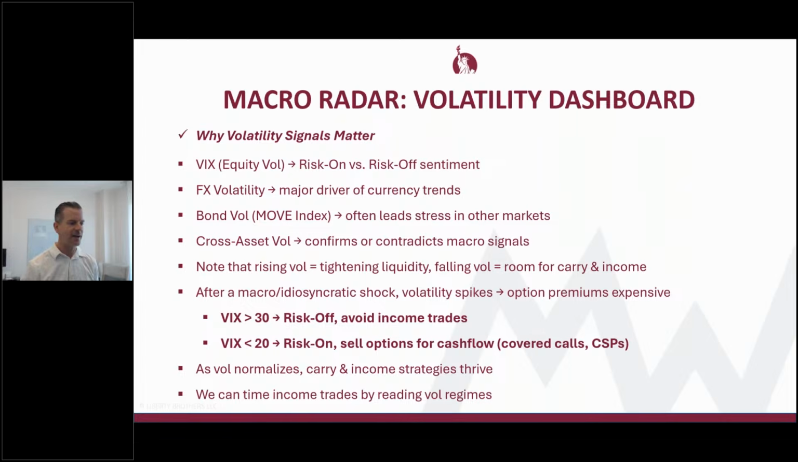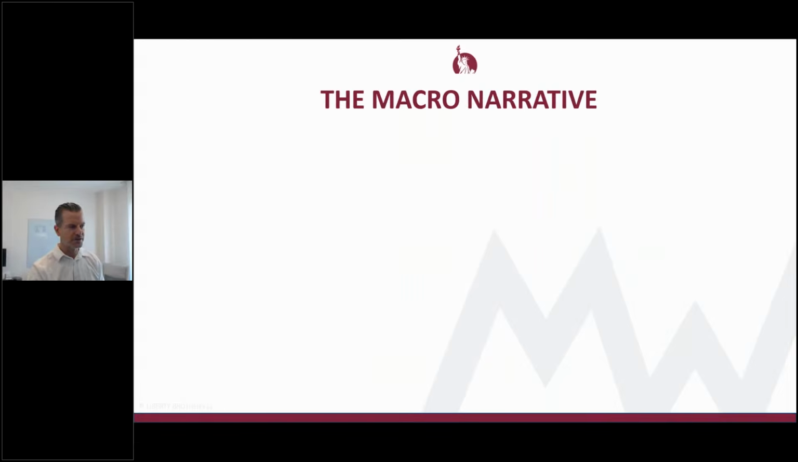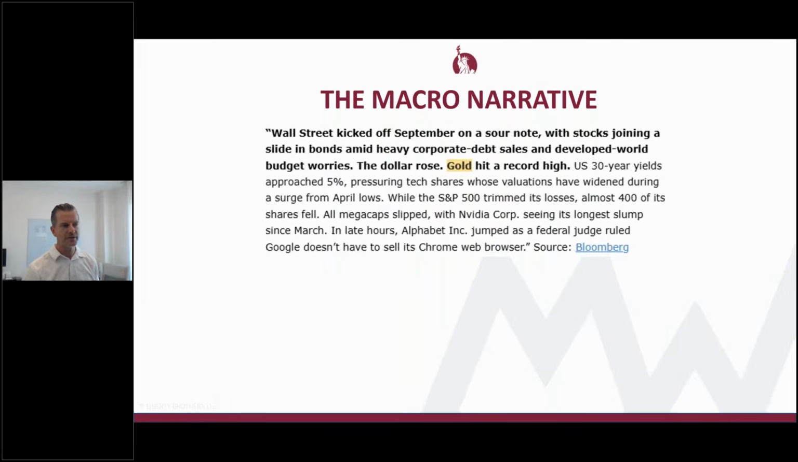All right, and we can time income trades by reading volatility regimes. So what's the current narrative? This is taken last night when I put the slide together. Wall Street kicked off September on a sour note, with stocks joining a slide in bonds amid heavy corporate debt sales. Lots of corporates were borrowing money. That's quite interesting, actually. Why are they borrowing so much money, right? And developed world budget worries.